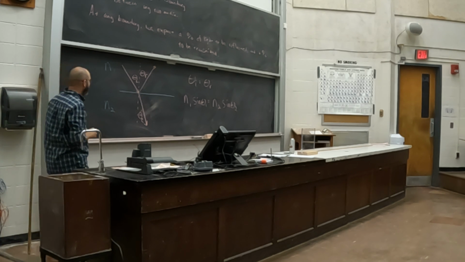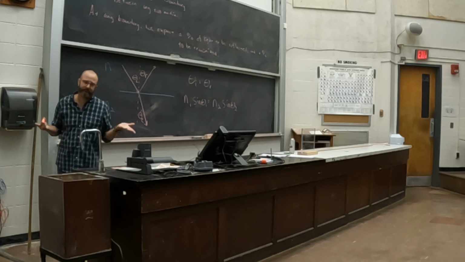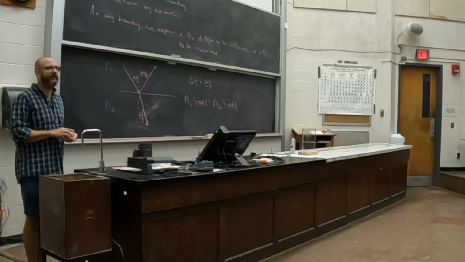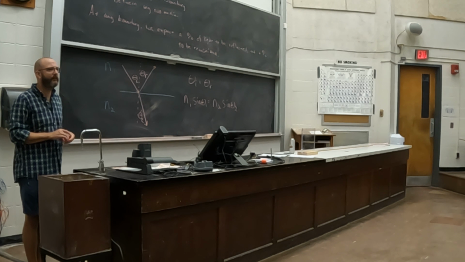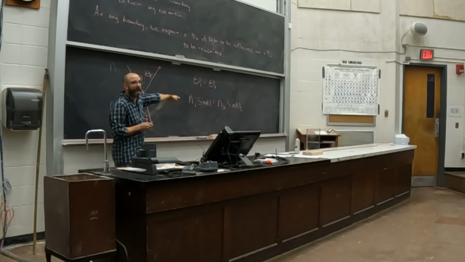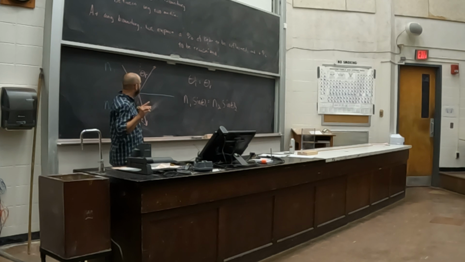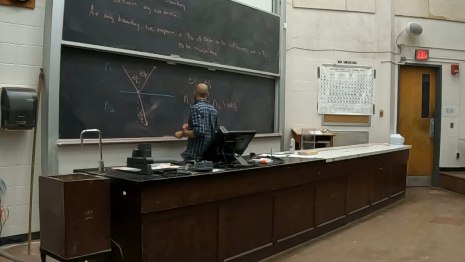So as long as you know the indices of refraction, you can measure one of the angles, you can find the other angle pretty easily. It's an inverse sine function. This actually turns out to be the case. This is true all the time. But let's do it. Let's derive it.